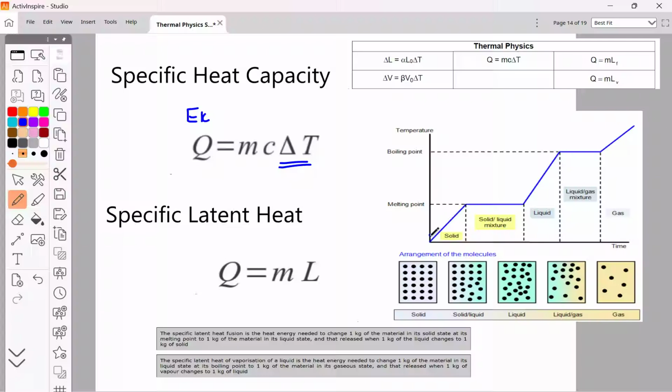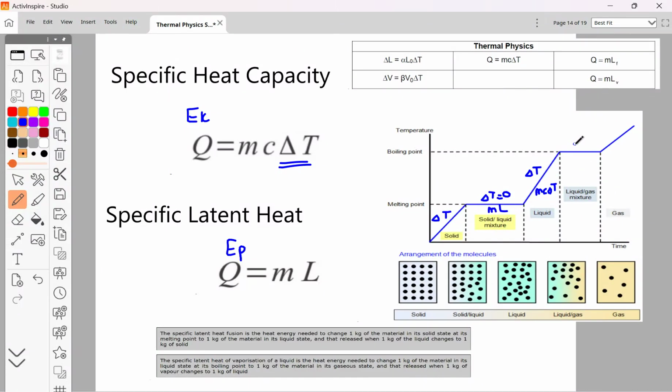So here the temperature is increasing, there is a delta T. Here, delta T is 0, so there is no delta T. This is where I'm going to use my latent heat. So here, the energy that I'm gaining is going to be EP, because that energy is now being used to overcome the intermolecular forces. And then here, there is a delta T again, so it's MC delta T again. Here, it's ML and so on.